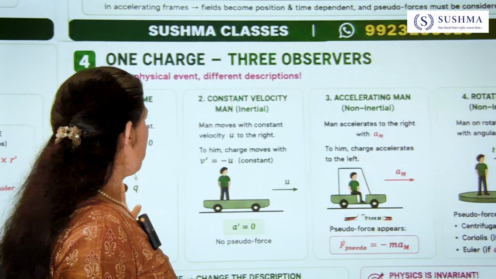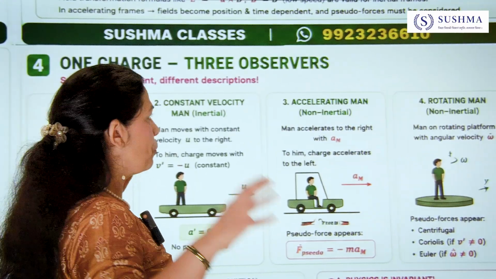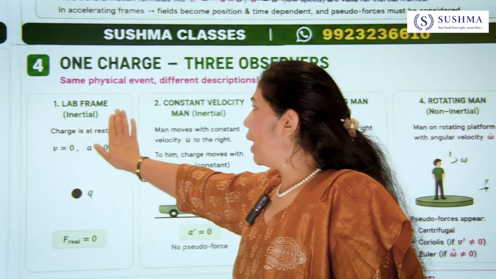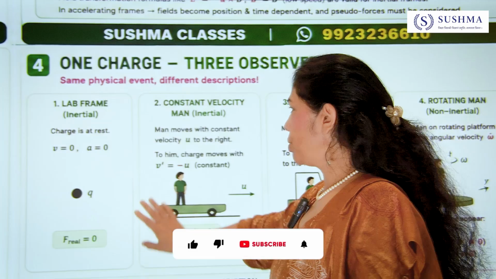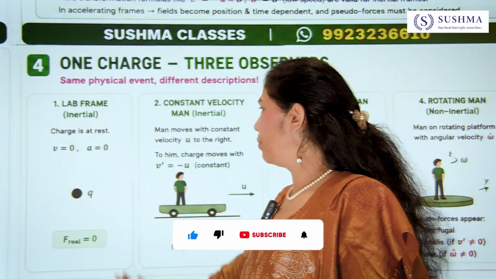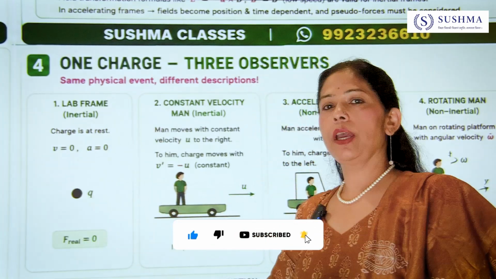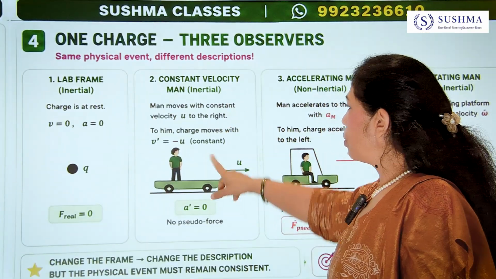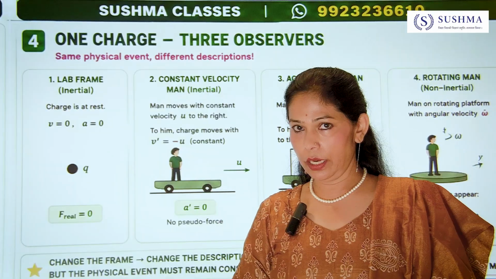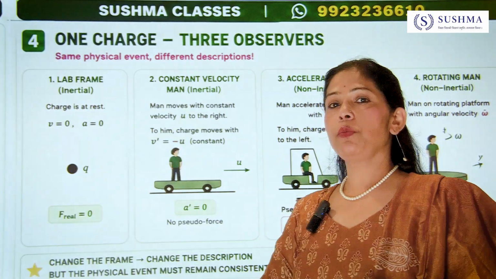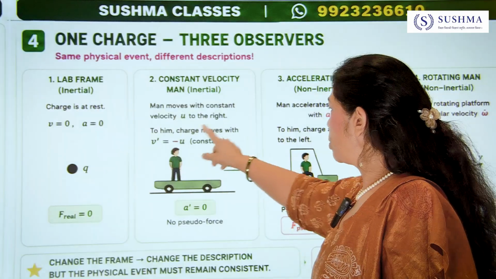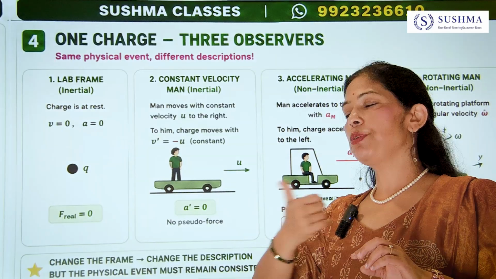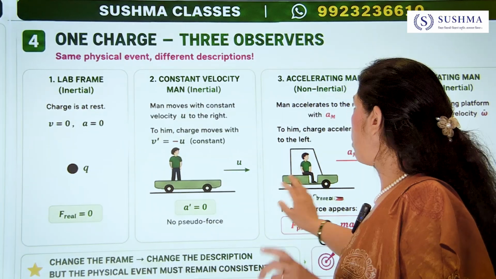So in both the frames of reference, if you see a bigger picture altogether, if there is a charge in the lab frame where no one is moving, the charge is also stationary, there is no real force. In this case we have no external electric or magnetic field as well. If we consider a constant velocity, there is no acceleration of this charge. In the man's frame of reference, there is no acceleration of this charge, but there is a velocity. To him the charge appears to be moving in the opposite direction.